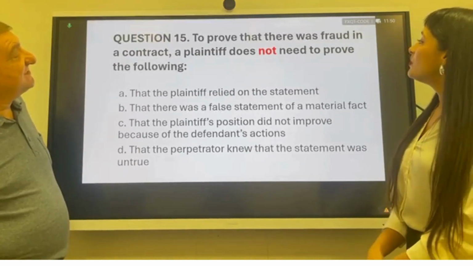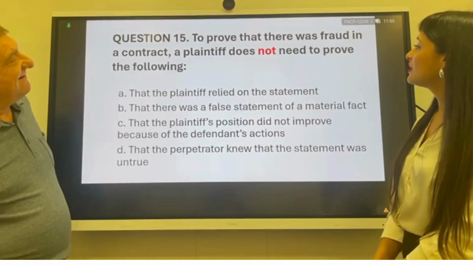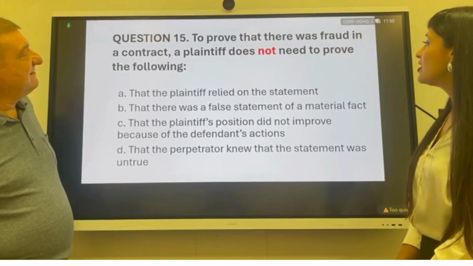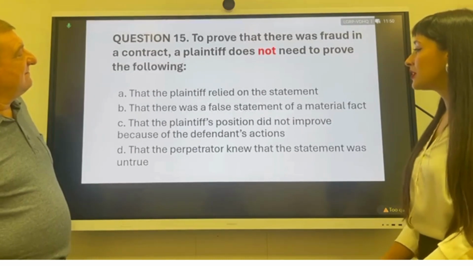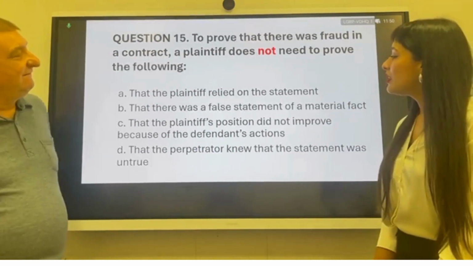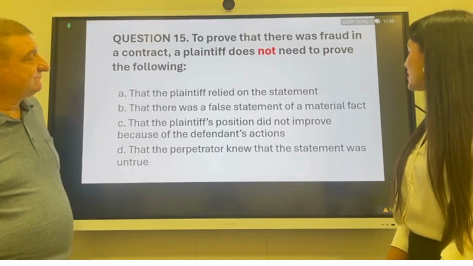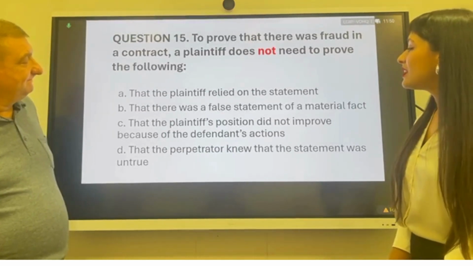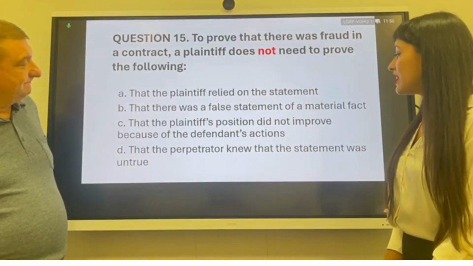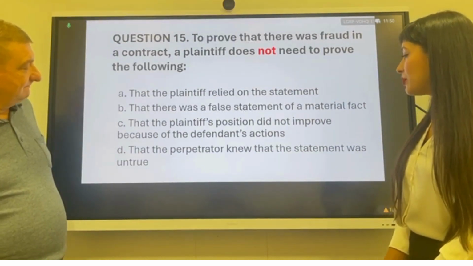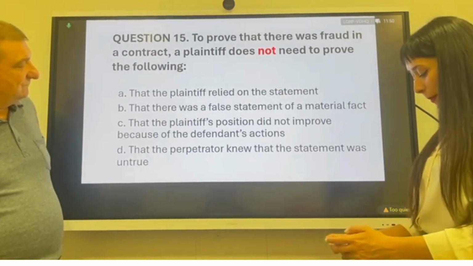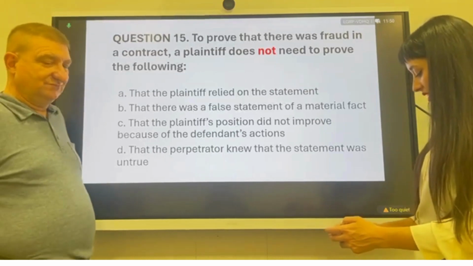Okay. This is a negative question. To prove that there was a fraud in a contract, a plaintiff does not need to prove the following. A. The plaintiff relied on the statement. B. There was a false statement of a material fact. C. That the plaintiff's position did not improve because of the defendant's actions. Or D. That the perpetrator knew that the statement was untrue. I believe the answer is C.